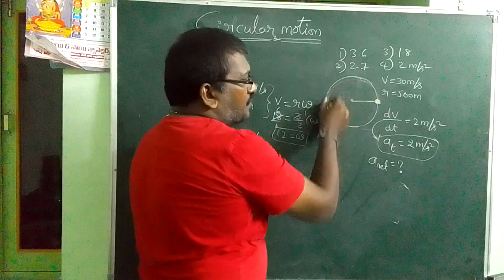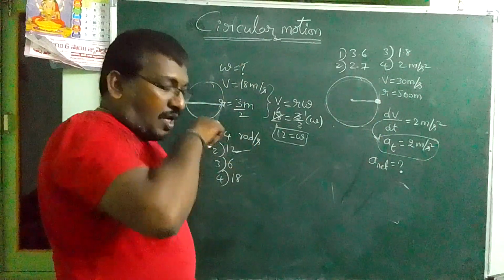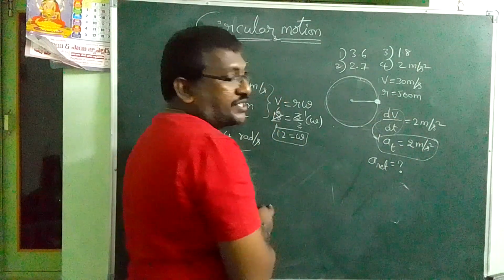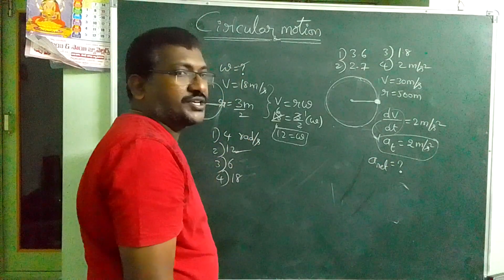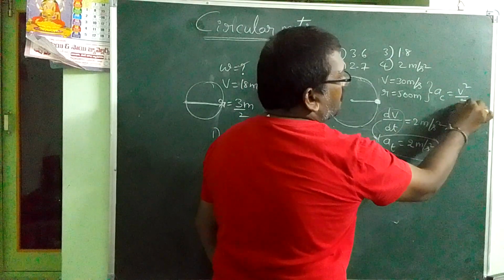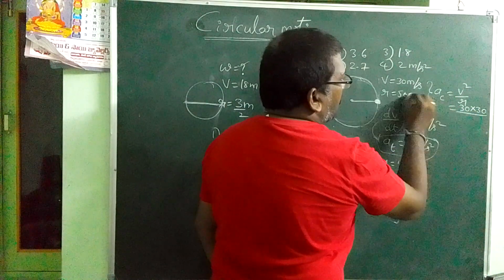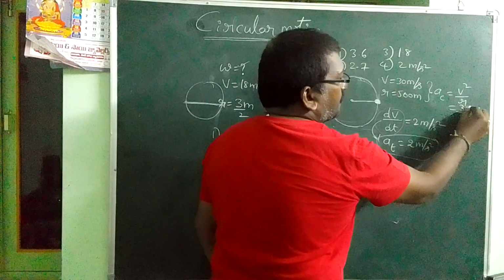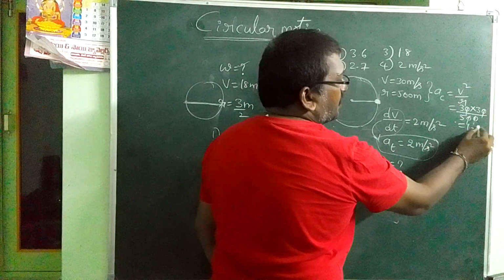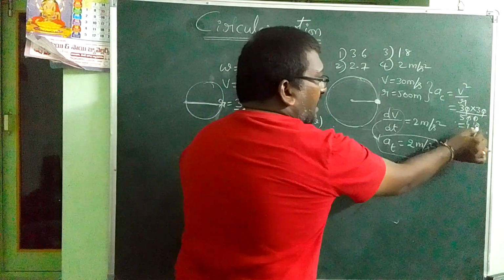Here when the car is moving in a circular path, the direction changes from point to point. That's why it has some centripetal acceleration. And at the same time the velocity also changes. That's why it has some tangential acceleration. So what about centripetal acceleration? Here AC is equal to V square by R. What is the V value? 30 square means 30 into 30 by 500. So what do you get here? Zeros cancelled, you get 9 by 5, which means 1.8 meter per second square. That is the centripetal acceleration.